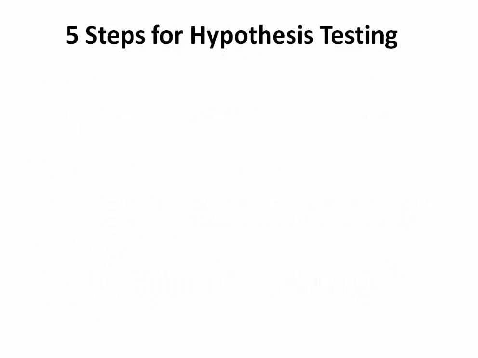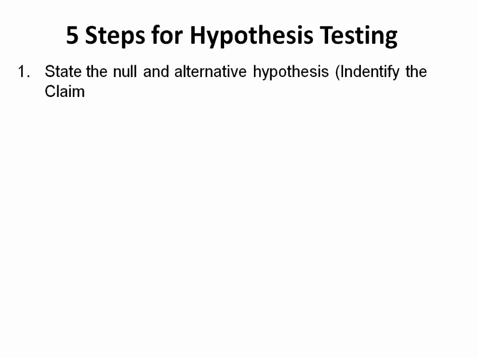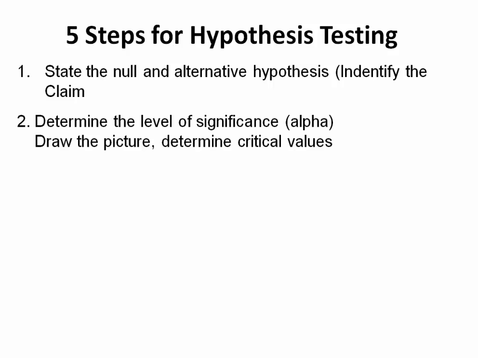In this introduction, we're going to talk about the 5 steps for hypothesis testing. Step 1, we're going to state the null and alternative hypothesis. And in doing this, we're going to also identify the claim. We're going to look at what we call the level of significance, and we call the level of significance alpha.